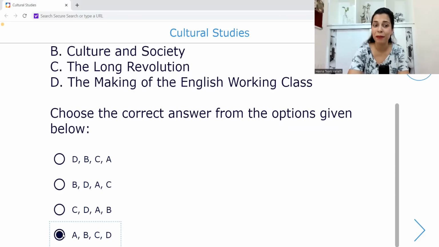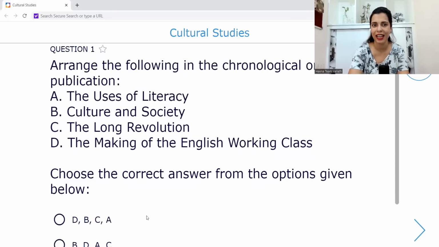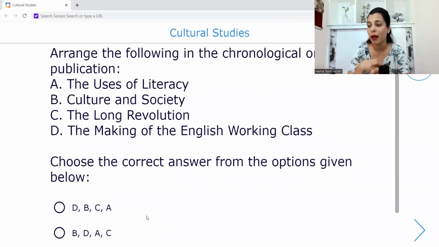It is A, B, C, D. Come on, let's start it together. The Uses of Literacy. This is a book by Richard Hoggart, published in the year 1957. And The Uses of Literacy talks about the influence of mass media in UK. Second is B, Culture and Society, a very famous book by Raymond Williams, published in the year 1958, which talks about how culture developed in Great Britain from 18th to 20th century. C, The Long Revolution. It's again a book by Raymond Williams, published in the year 1961, and it talks about cultural revolution. You know, The Long Revolution talks about cultural revolution, just like we talk about industrial revolution, okay?